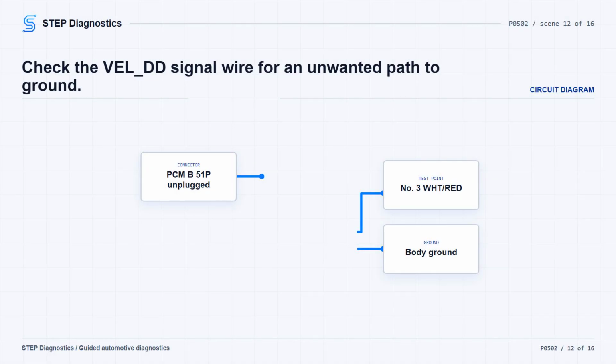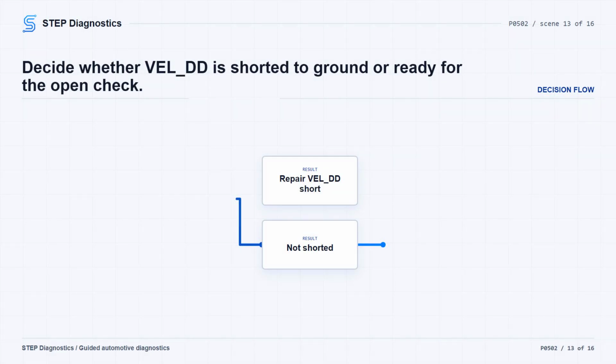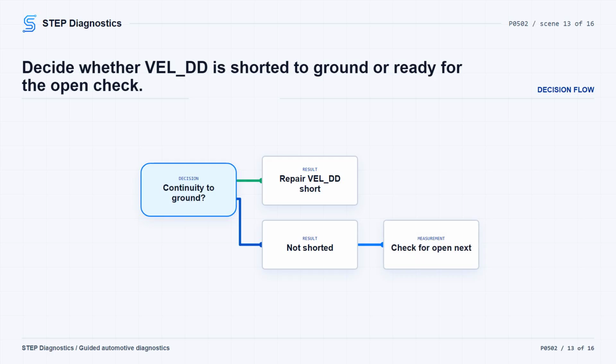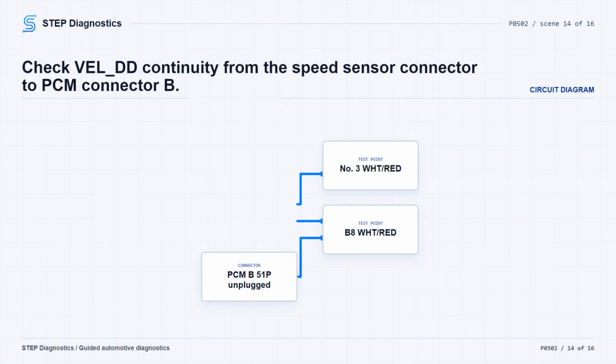Turn the ignition OFF, jump the SCS line with the HDS, and disconnect PCM connector B, the 51P connector. With the CVT speed sensor connector disconnected, check continuity between CVT speed sensor connector No. 3 WHT/RED and body ground. If there is continuity, repair a short to ground in the VELDD wire between the CVT speed sensor and the PCM. If there is no continuity to ground, the wire is not shorted, so check it for an open.